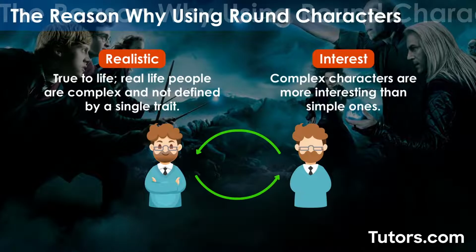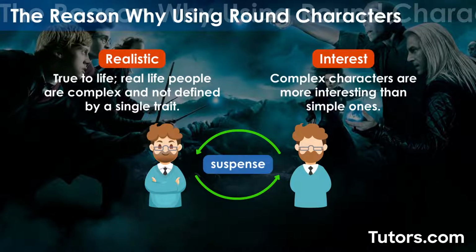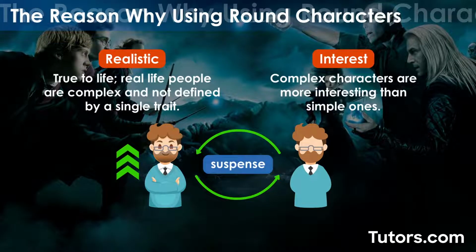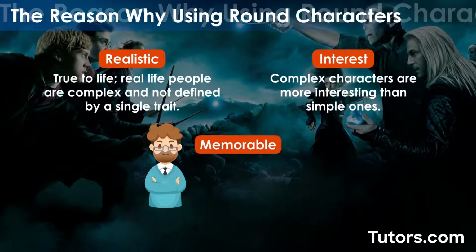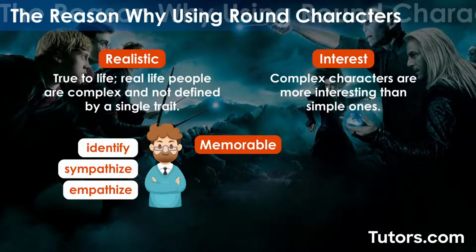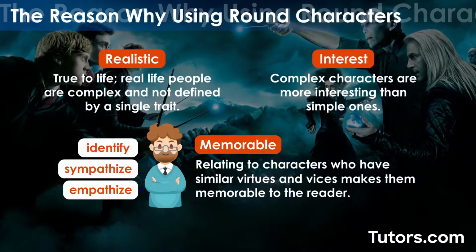Interactions between round and flat characters creates suspense, as the result of those interactions is what helps develop the main character. Readers become interested in how the character responds. Authors want their readers to identify and sympathize or empathize with the characters they create. Characters who have virtues and vices are more memorable to the reader.